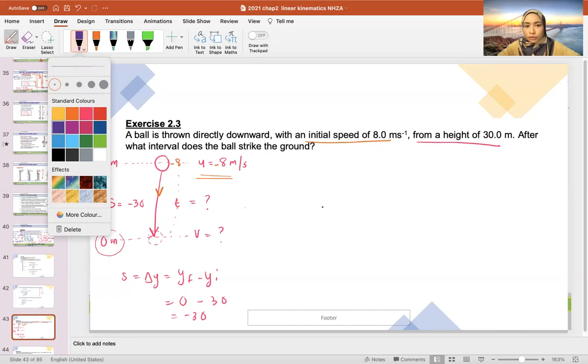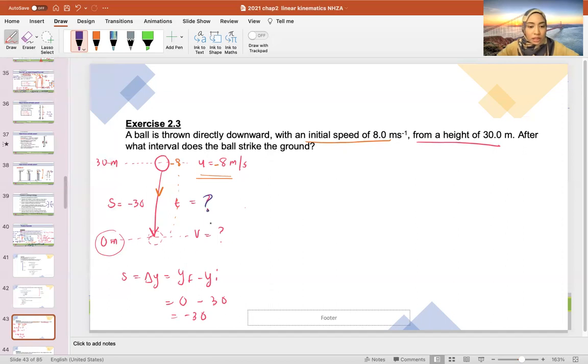Let's say we want to find out, after what interval does the ball strike the ground? It's asking for the T. It's not asking for the V. It's asking for the T. What equation should I use? I don't know either. S equals to UT plus one half negative GT squared. Okay, thank you. So S equals to UT plus 1/2 minus GT squared.